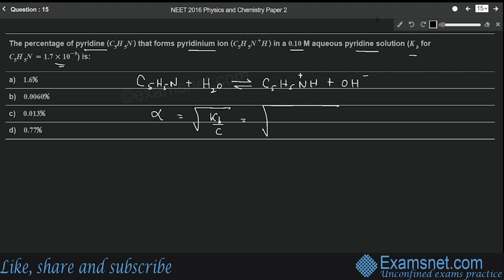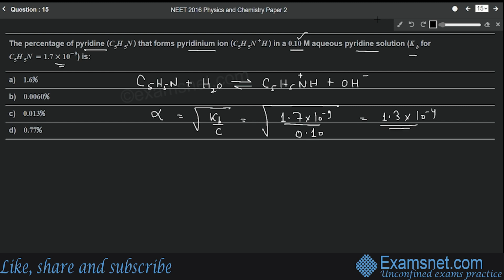So let's put the value. It is given as 1.7 into 10 to the power minus 9 upon C. C is the molarity or the concentration, okay, molar concentration. So that is given as 0.10 molar, so 0.10. Now on solving this, we'll get 1.3 into 10 to the power minus 4.